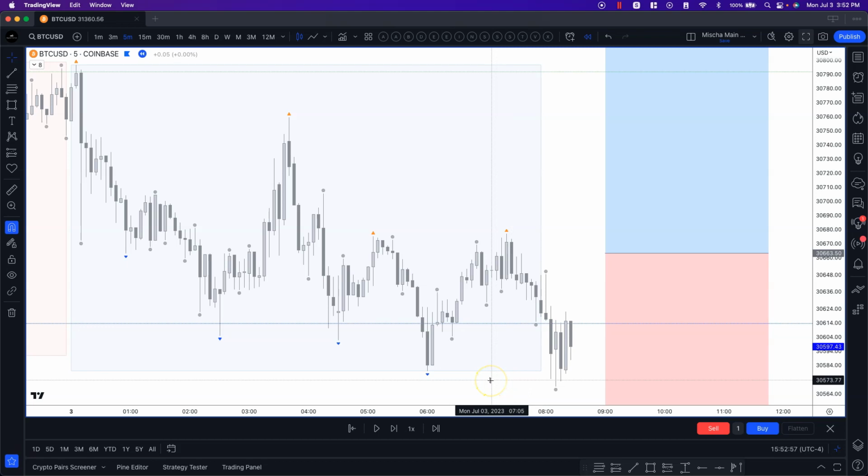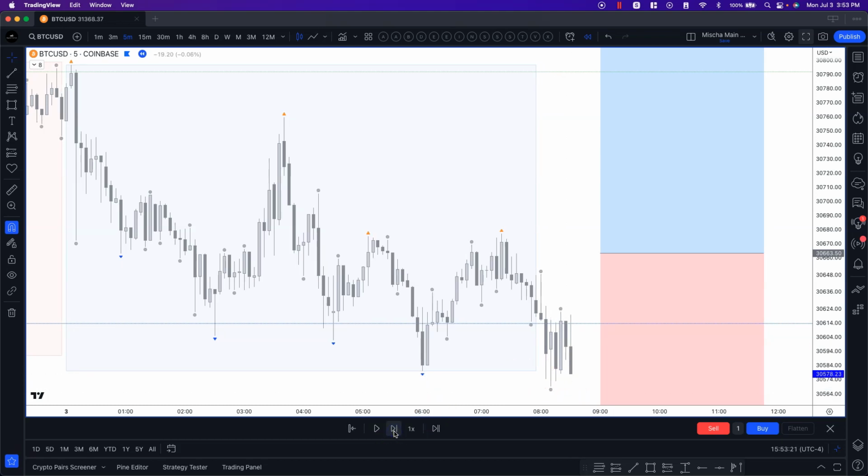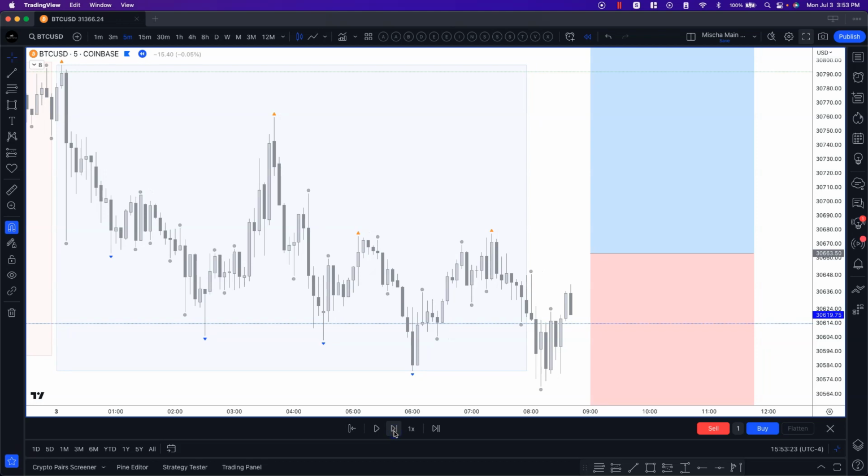An intermediate term low is simply a short-term low with a short-term low to the left and to the right of it. And a long-term low is simply a low with an intermediate term low to the left and an intermediate term low to the right of it. At the moment, this was only a short-term low, so I need this to become an intermediate term low for me to get in on the trade. I'm going to play this and you guys are going to see what happens.